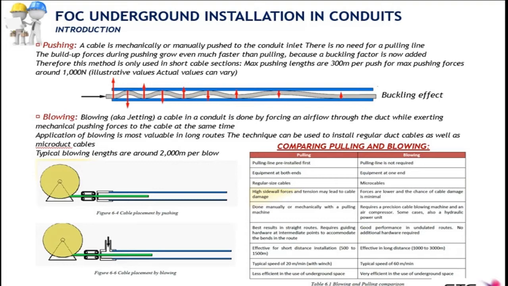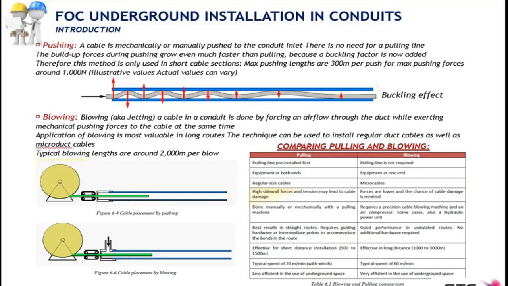This drawing here is comparing, for your benefit, the cable installation by pushing with the cable installation by blowing. They are very similar because in both cases there are pushing forces making the cable go inside the duct. However, blowing is supported by air insufflated in the duct, which makes the cable float inside the duct and prevents the buckling from happening. So this is the big advantage of blowing, preventing the buckling effect from happening to some extent.